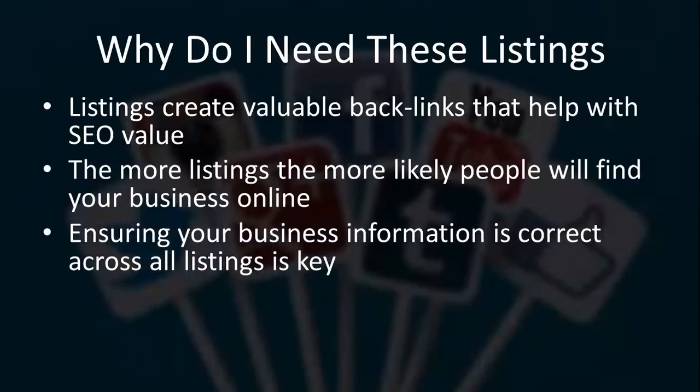Also, ensuring your business information is correct across all these listings is very important, especially when it comes to SEO value. A lot of the search engines go scrape all of these sites and pull all the data and information out of them. Then they take that and build a profile for your business. And if your phone number is wrong on one and correct on another, that's going to send errors to Google and Bing, and it's going to bump your trust down a little bit. So that consistency across all these different systems is very key.